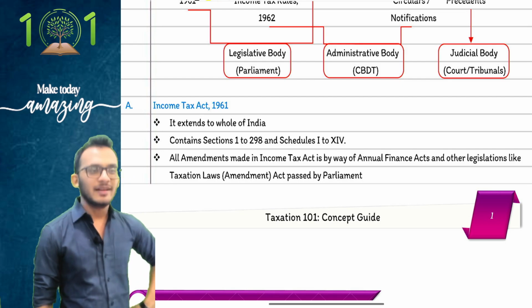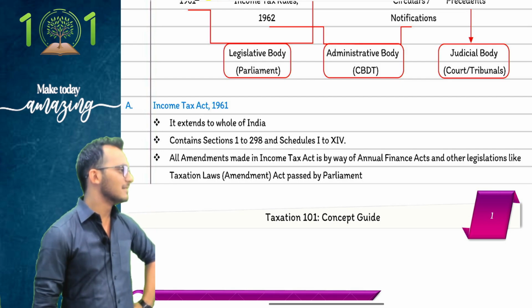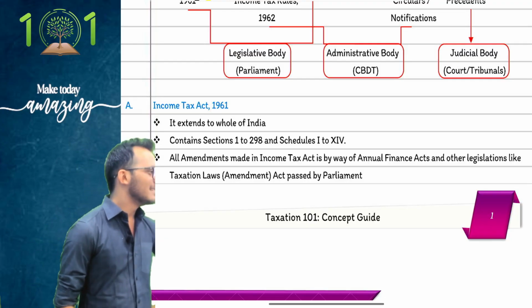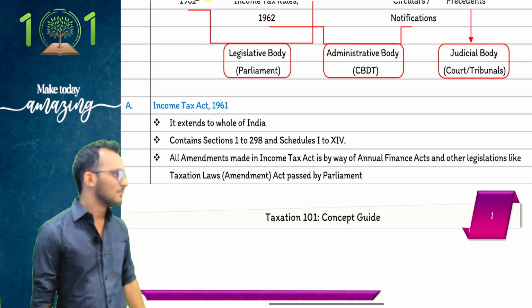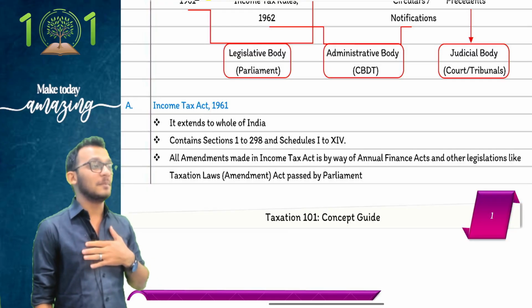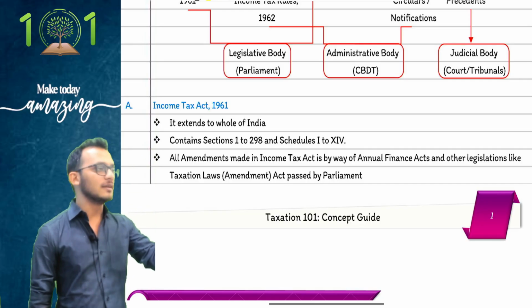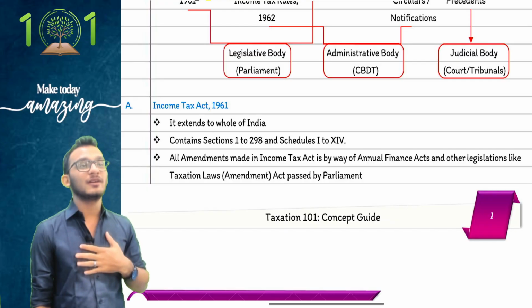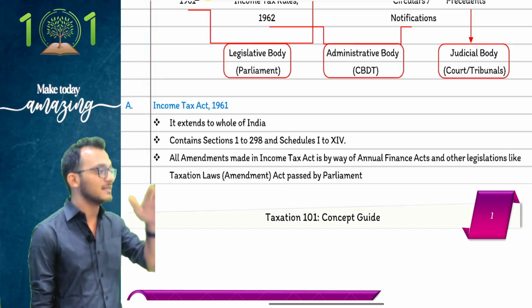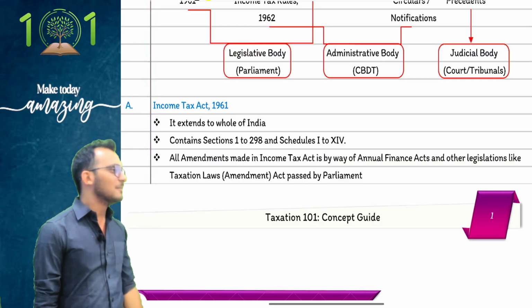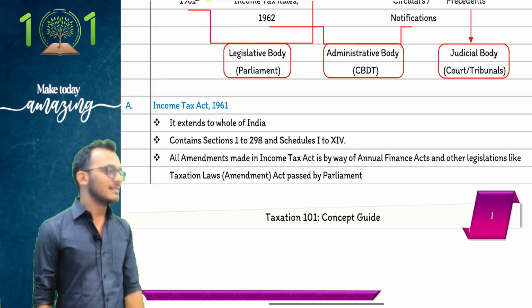1962. It applies from 1962. Now there is some issue here, because when you read the Companies Act 2013, you would have read that it applies from 1st April 2013. When you read the Contract Act also, it says it applies from 1st April 1872. Income tax is very special. Income tax says it applies from 1962.